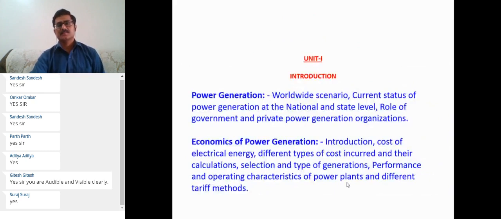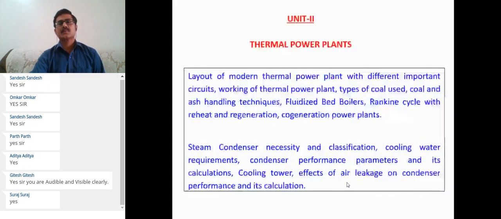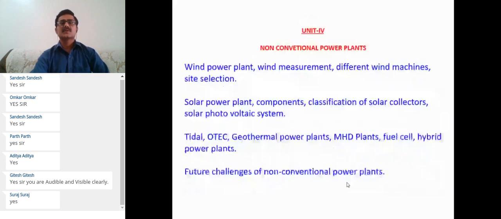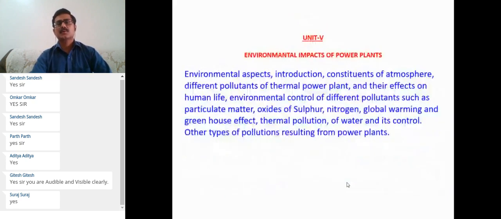So these are nothing but the contents as far as unit number 1, 2, 3, 4, 5 are concerned. So I would say that around 35 to 40% weightage is there for the numericals, and the remaining 60-65 percent of the weightage is there for the theoretical aspects of the subject of power plant engineering. Okay.